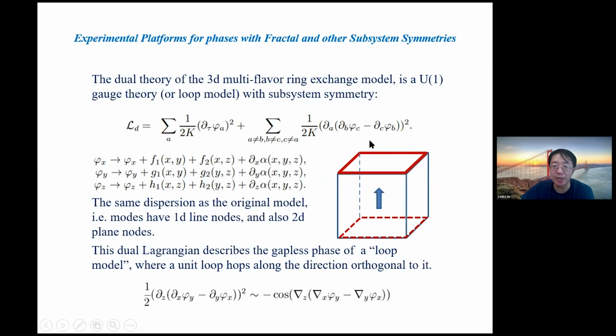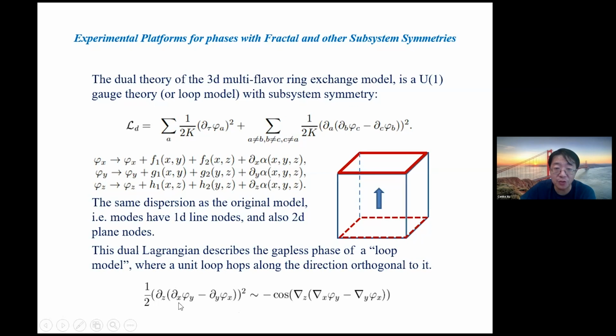If you look at this term, for example, partial x phi y minus partial y phi x squared, this term looks like a magnetic field term of a U1 gauge field. But in addition to that, there's one more partial in front of it, coming from the subsystem symmetry. For example, one of the terms here will look like this.